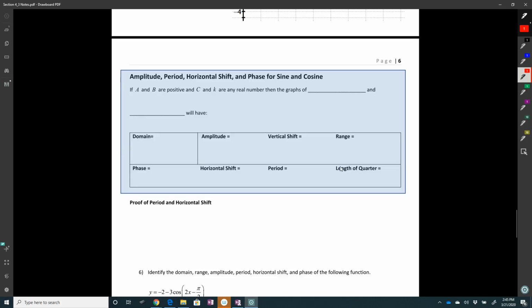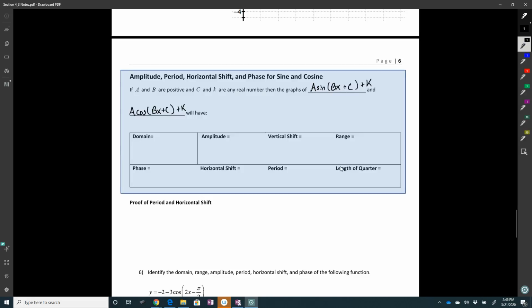All right, so now let's try to formalize everything. If A and B are positive and C and K are any real numbers, then the graph of A sine of bx plus c, and A cosine of bx plus c, oh, I forgot to add the k, plus k, will have the following. This is the final summary of basically everything in chapter 4. So 4.1, 4.2, and 4.3 up till now have led to this.